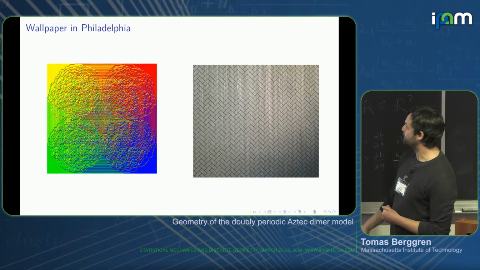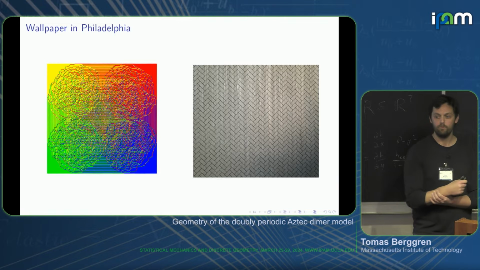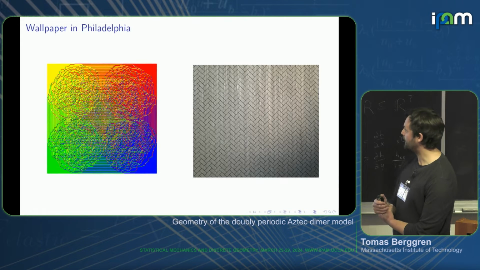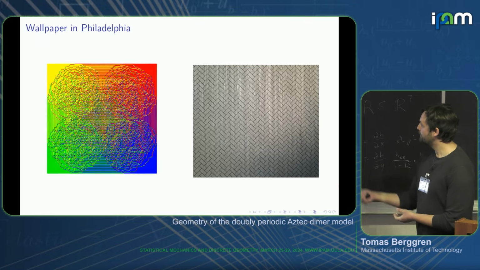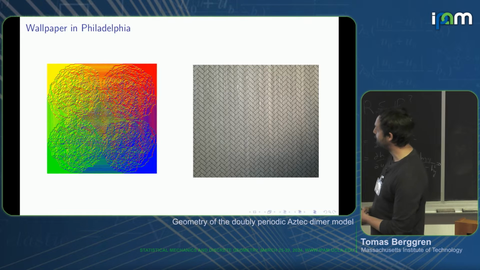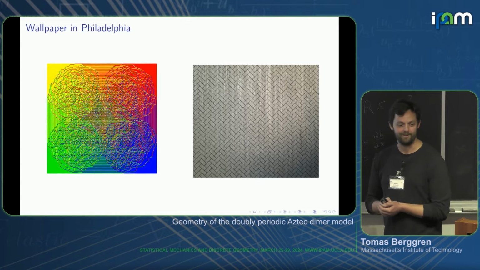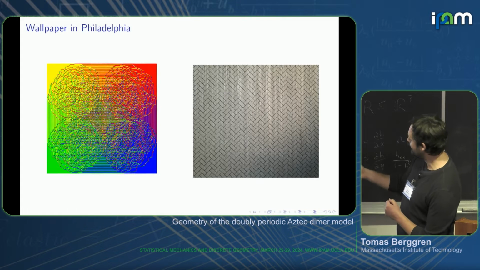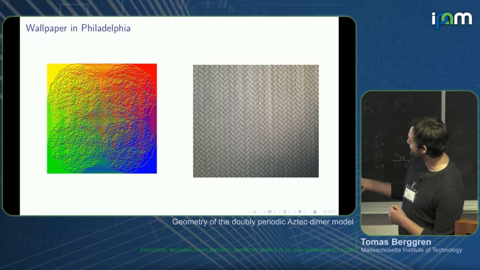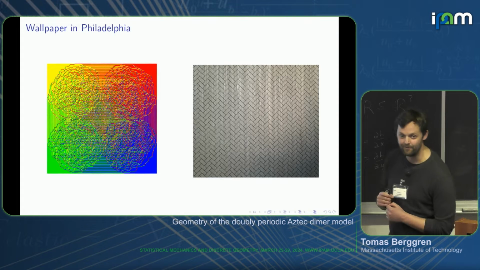I gave a similar talk at some point in Philadelphia, and when I came to my hotel room, this was the wallpaper in my hotel room. I saw it, and I wished they had used some coloring here in a nice way. Maybe they would have chosen these to be yellow and these to be green, because then this is exactly what you would see if you zoom in here locally.